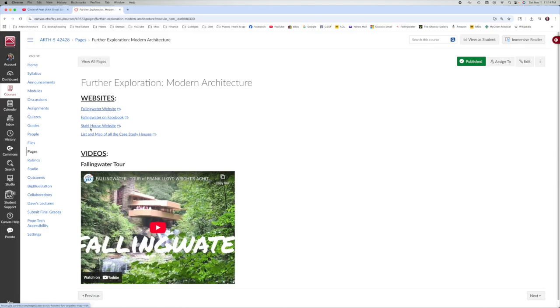And then also the Stahl House is a home we're going to spend a lot of time at during the lecture. It is part of the Case Study House project. I believe it's Case Study House number 22 or 23. And then this is a list and map locating all the case study houses here in Southern California.